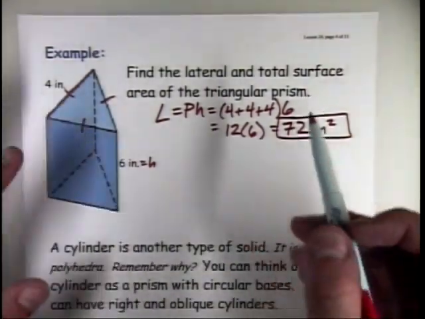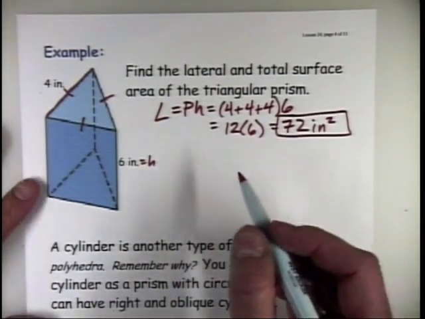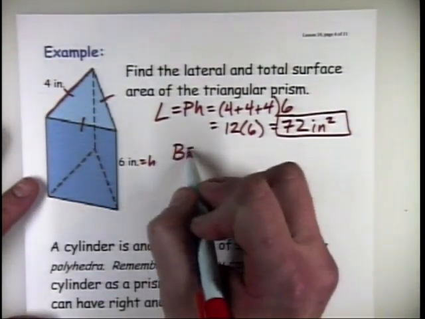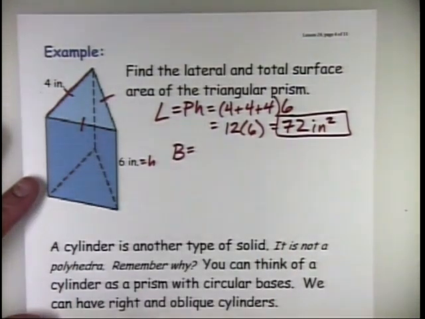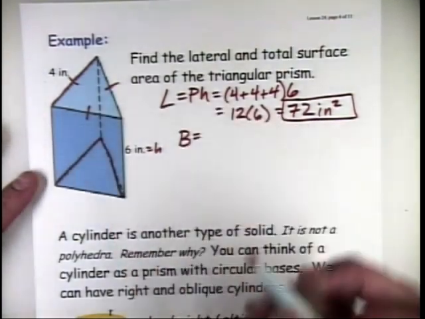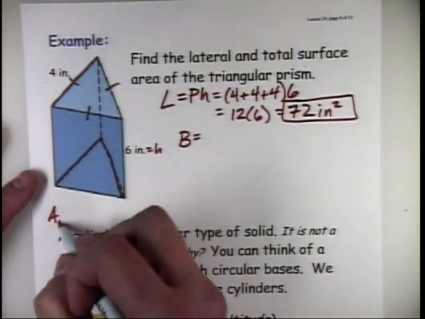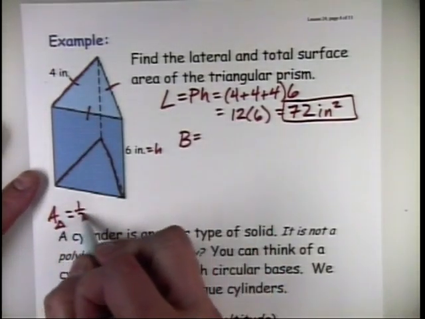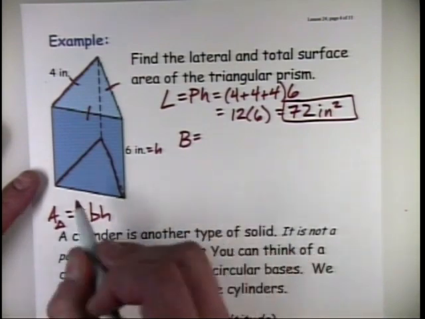Well, now we need to work on the area of the base, which is B. Let's work on B, and then we'll just combine our results. Now, B is a triangle. Let's use this one down here. Remember, the area of a triangle is 1/2 the base times the height.